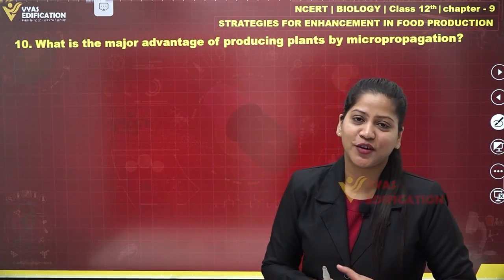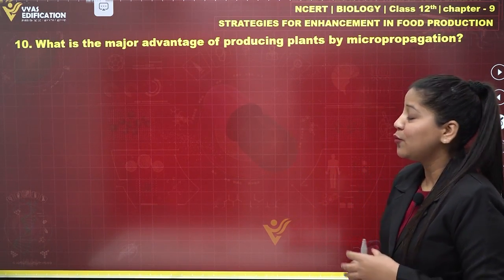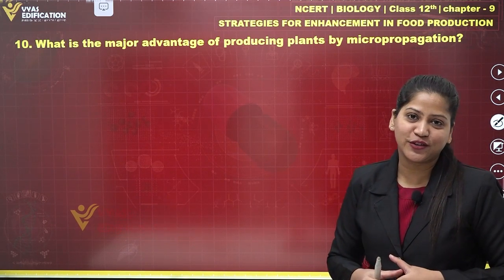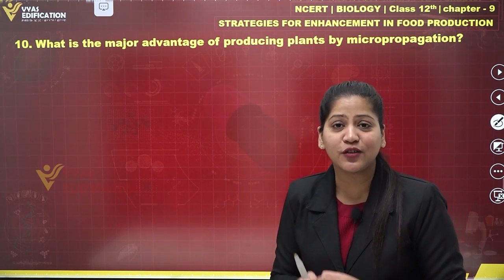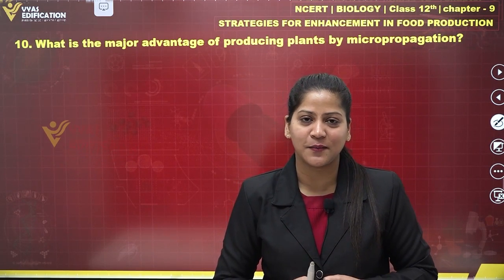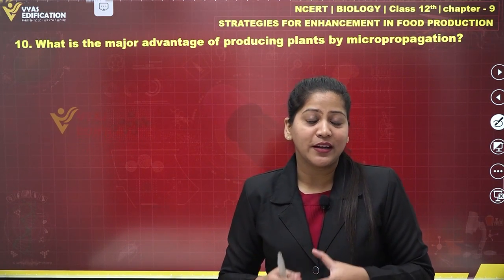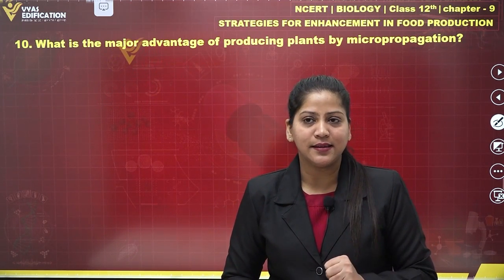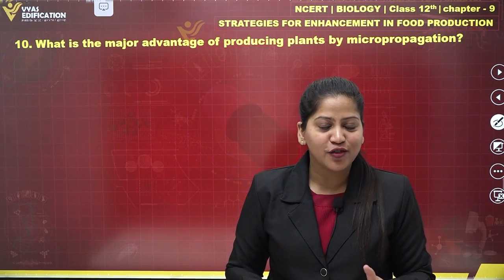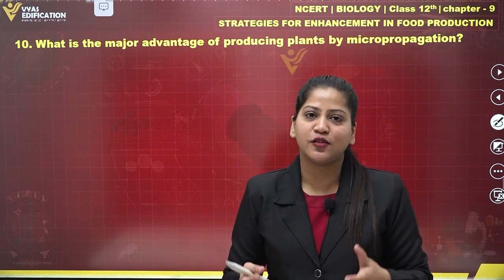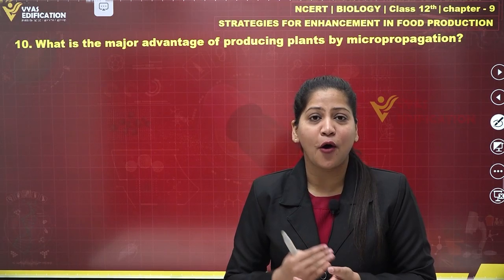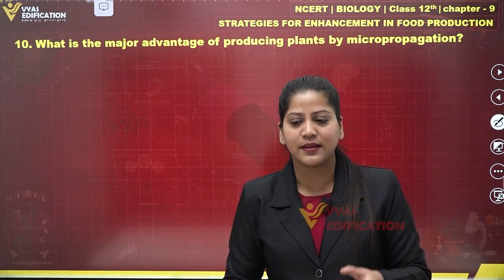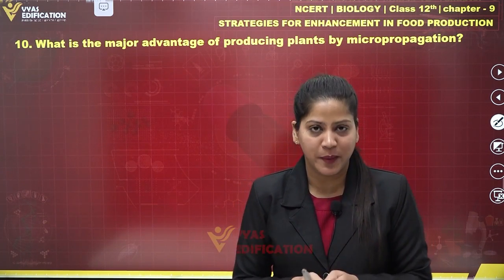Now let's talk about the question number 10. This question number 10 is asking what is the major advantage of producing plants by micropropagation. So we have to tell about the advantages of the method micropropagation. The first one is we can obtain a large number of plants in less time and in less space.